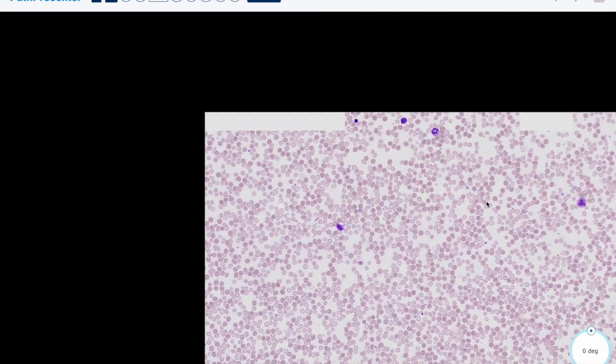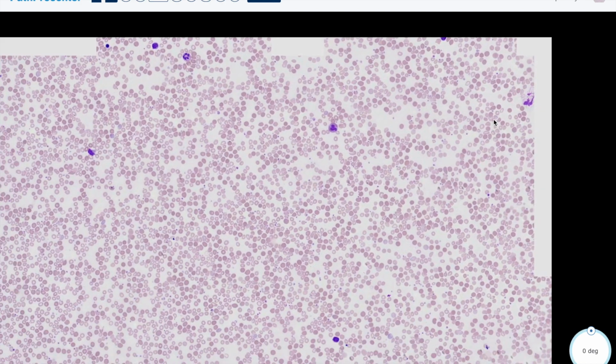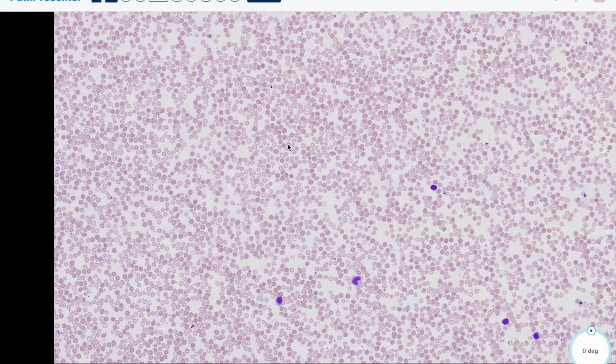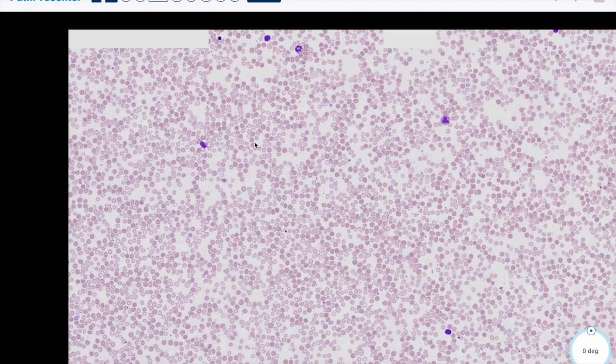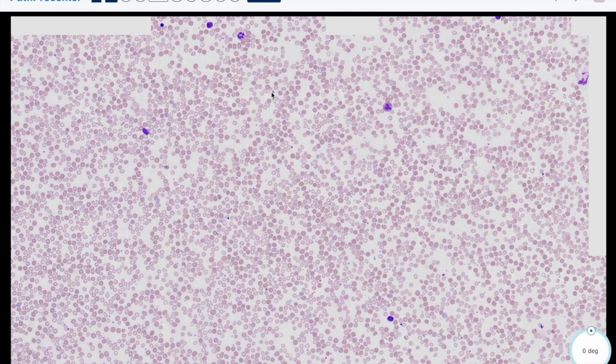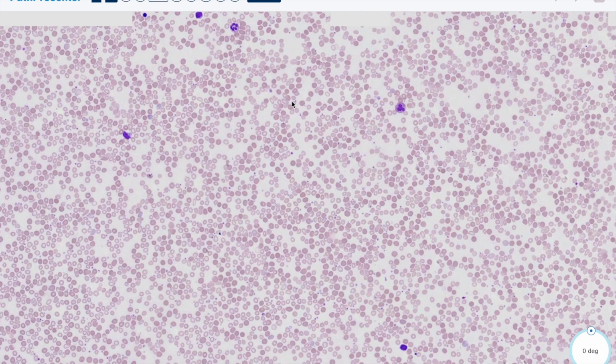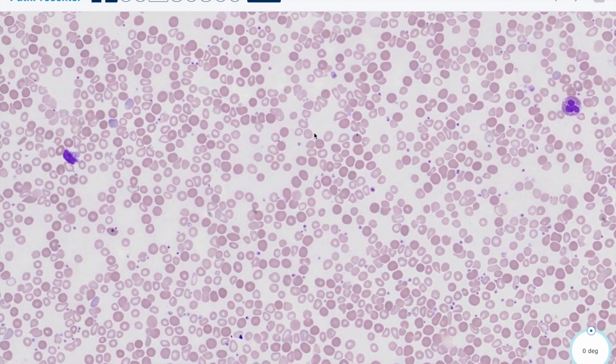Today we're going to talk a little bit about hematopathology, and this is a case from a 6-year-old male. We're looking at his blood smear, and thank you to Path Presenter for this digital slide. This is an example of hereditary spherocytosis.